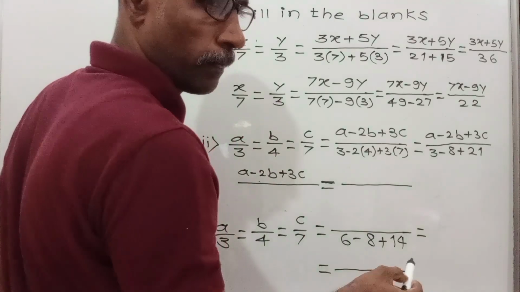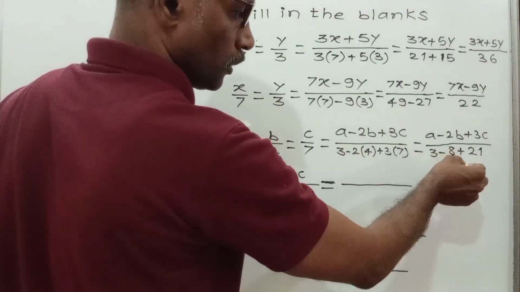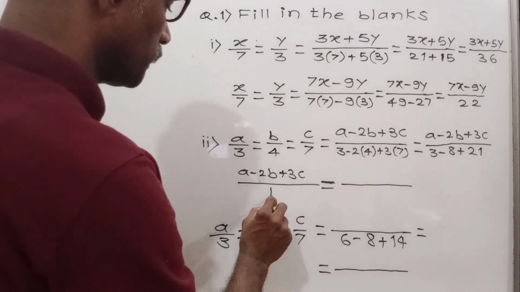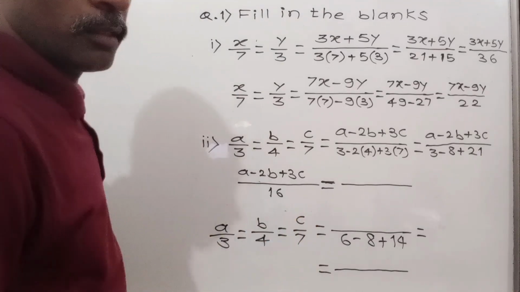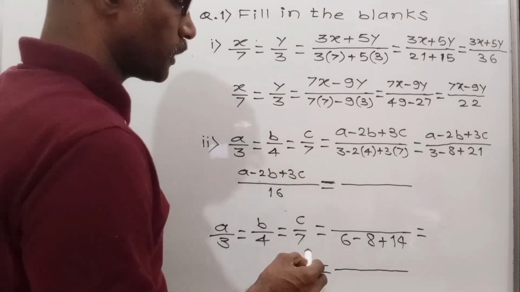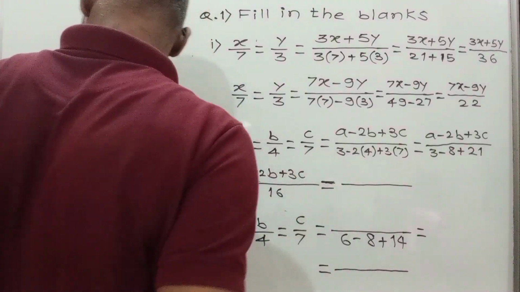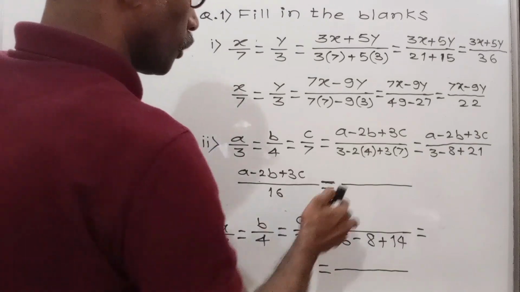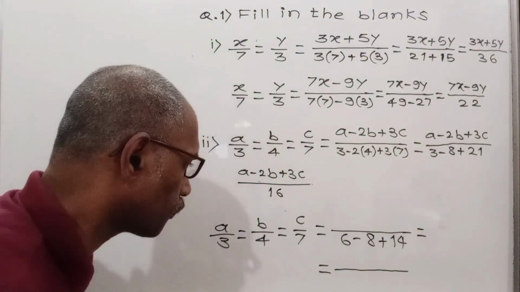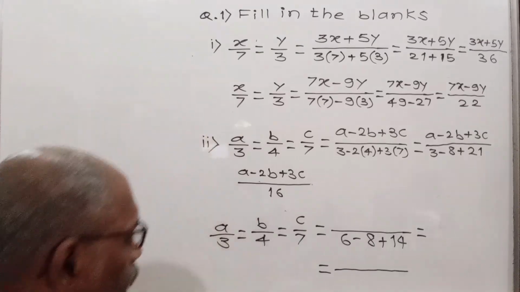3 minus 8 means minus 5. Minus 5 plus 21 means 16. We write here 16. So here there is no need of this. This is your answer.